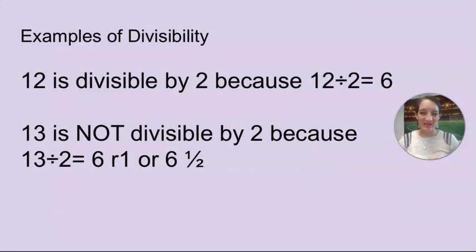So, let me give you an example of what I'm talking about. We can say that 12 is divisible by 2 because you can go 12 divided by 2 and you get 6. It goes in evenly. Now, we can also say that 13 is not divisible by 2 because when you do 13 divided by 2, you end up with a remainder. It's 6 remainder 1, or it's 6.5. So it does not go in evenly. So 13 is not divisible by 2. But 12 is divisible by 2.